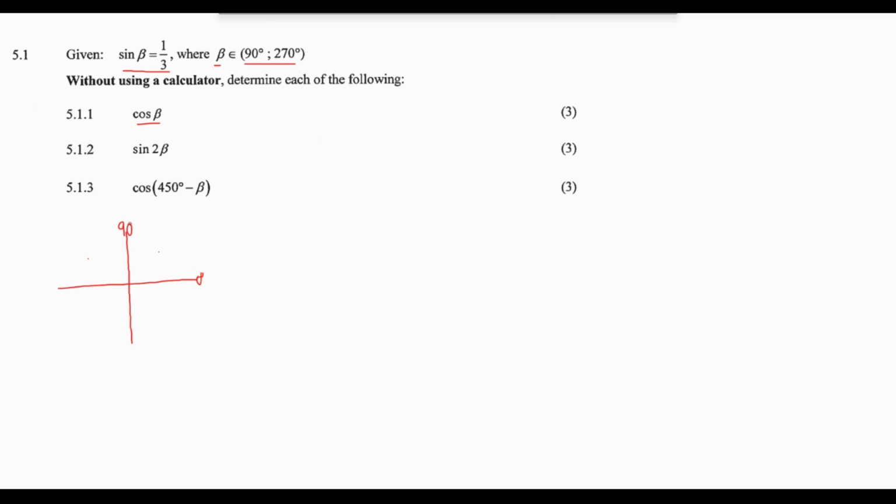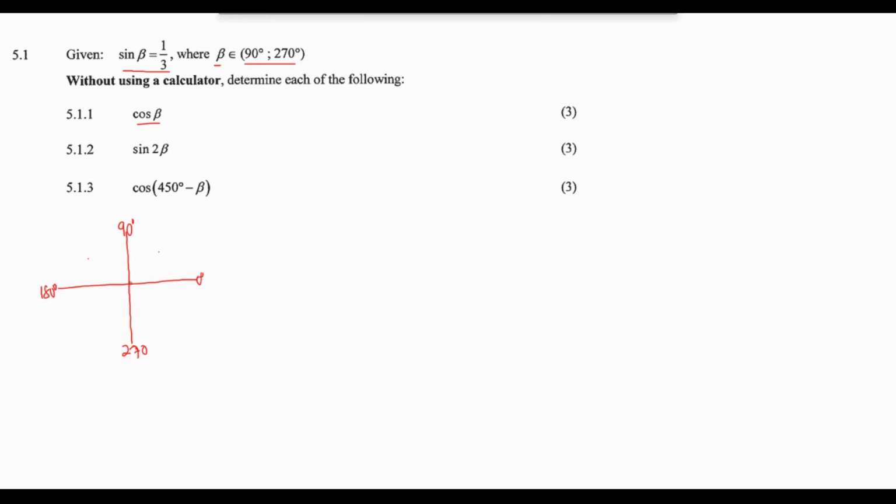But remember, we're told that beta is between 90 and 270. So it can only be quadrant 2. This is quadrant 2, which meets the two conditions. Sine is positive in the first and second quadrant, and between 90 and 270 means it's here and there. So that's our quadrant.